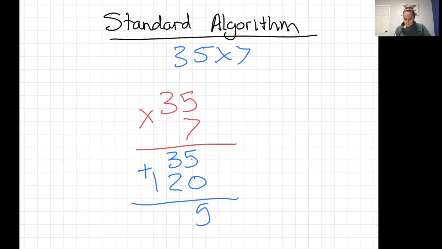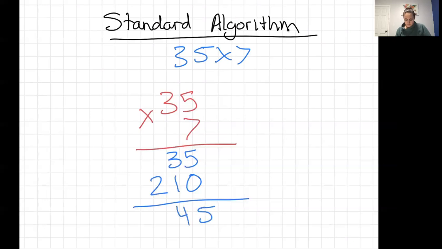Oh, whoops, I wrote this backwards. I'm sorry. I'm having a little dyslexia this morning. Sorry, that was supposed to be 210. There we go. Okay, 5 plus 0 is 5. 3 plus 1 is 4, and 200 plus 0 is 200. And we've got our answer.